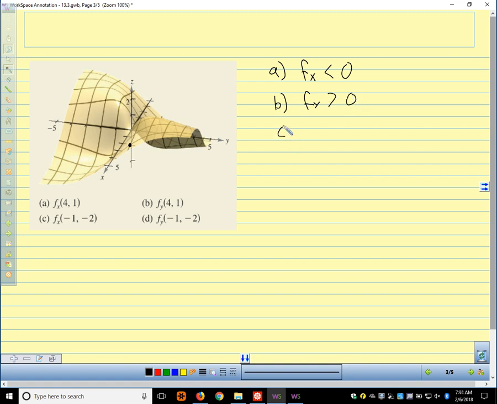All right, C. -1, -2. So there's -1 and there's -2. So we're kind of at that. Yeah, -1 is here, -1 in the x direction, -2 in the y direction. So here, f sub x, as we go in the positive x direction, are we going uphill or downhill? Downhill. Going in that direction. So that would be negative.